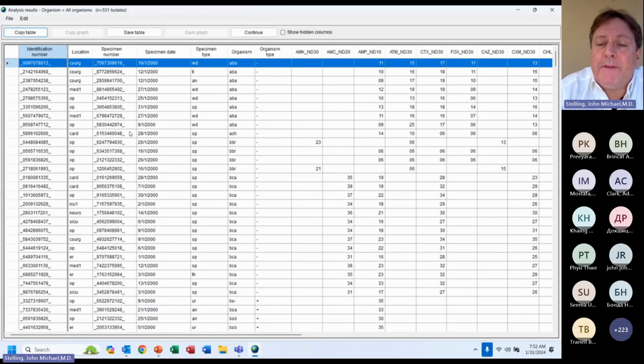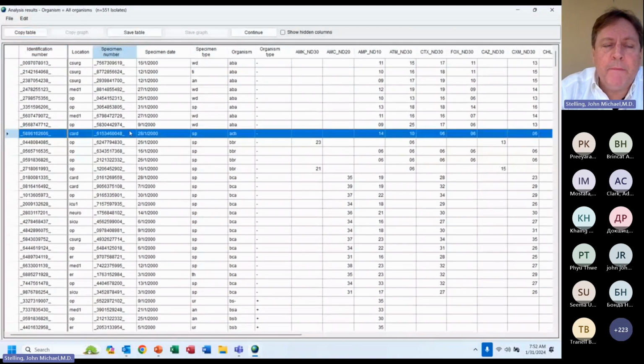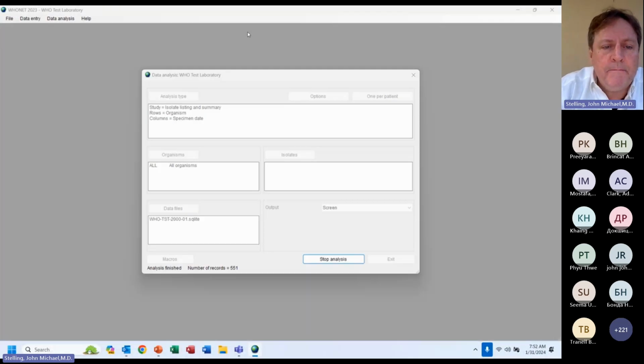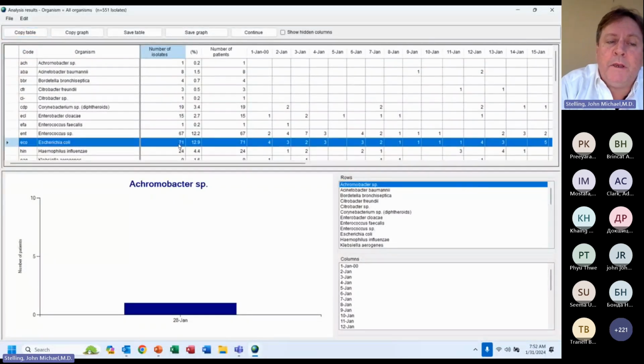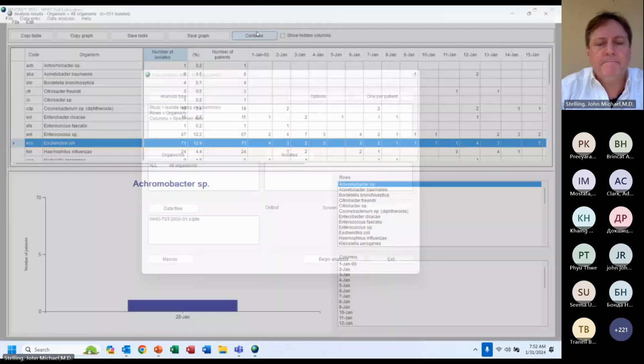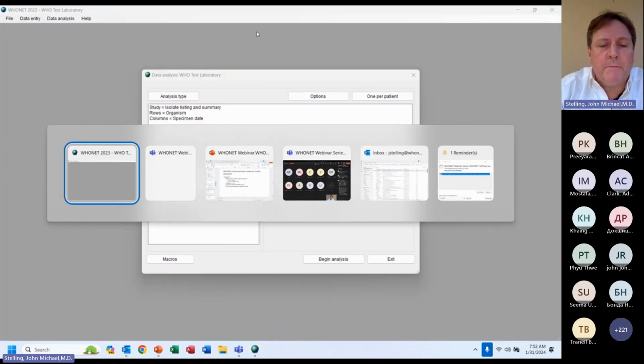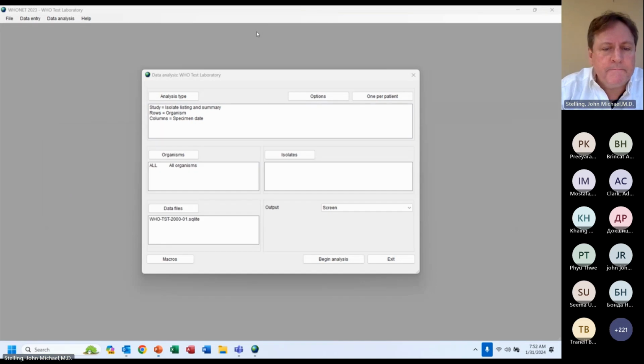And the repeat isolates have now been removed from this listing. There are no longer 622 isolates. There are now 551. I will click on continue. And now you can see Escherichia coli. There are 71 isolates from 71 people because I have removed the repeat isolates. I will now click on continue. I will now go back to my PowerPoint.